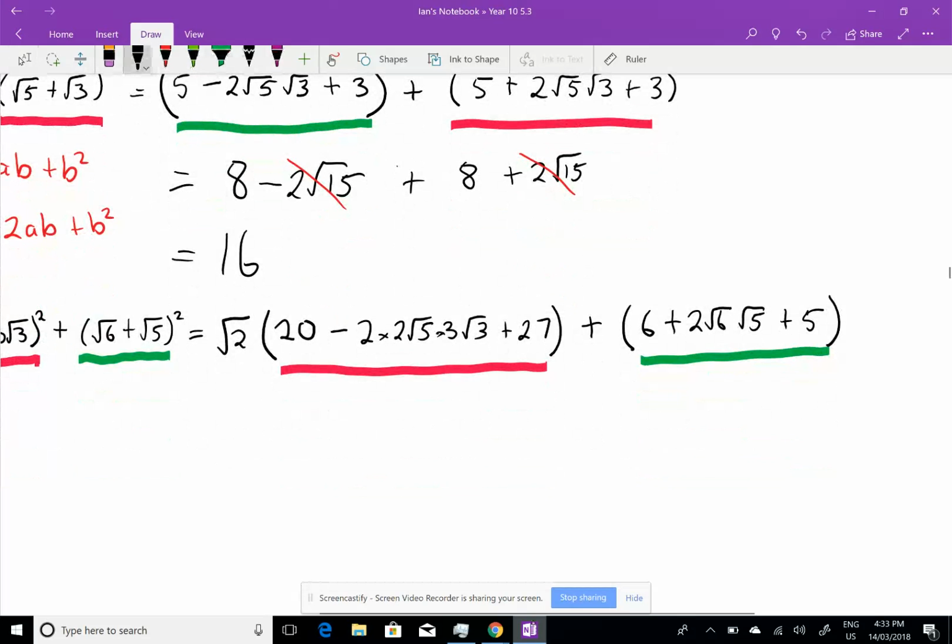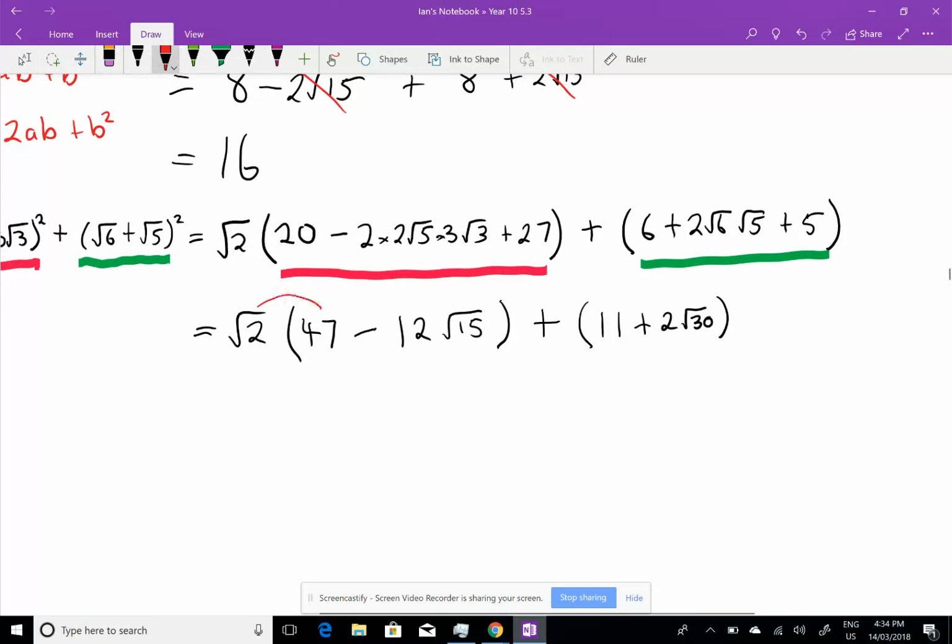Let's tidy up the brackets. I'm still going to leave that root 2 out the front. 20 plus 27, 47. 2 times 2 is 4, times 3 is 12. Root 5 times root 3 is root 15. Let's tidy up these brackets. 6 plus 5, 11, plus 2, root 6 times root 5 is root 30.